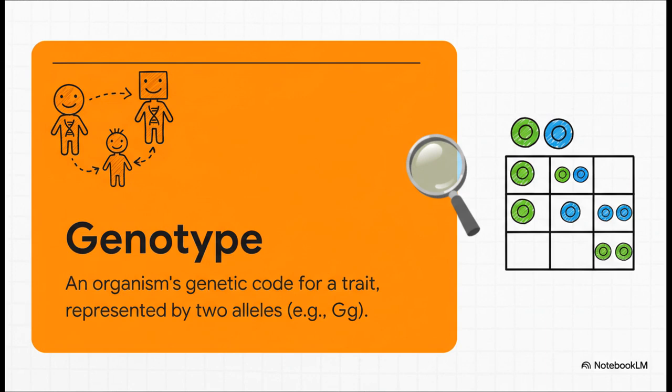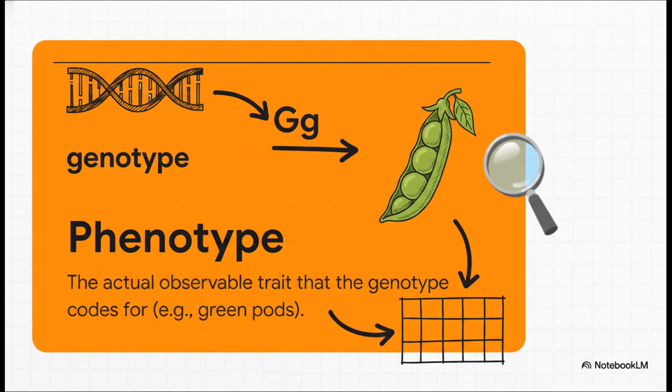Next up is the genotype. This is the actual genetic code an organism has for a trait, the specific pair of alleles it's carrying. Since you get one allele from each parent, your genotype is always going to be a two-letter combo, just like the GG you see here. And that genotype is what determines the phenotype. The phenotype is the physical trait you can actually see. So, for example, if the genotype is GG and that green allele is dominant, the phenotype, what you see, is green pods. Think of it as the genetic code versus what that code actually builds.